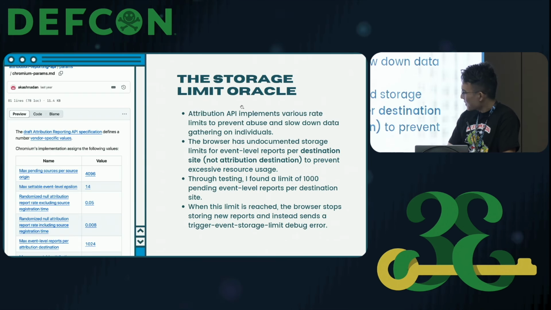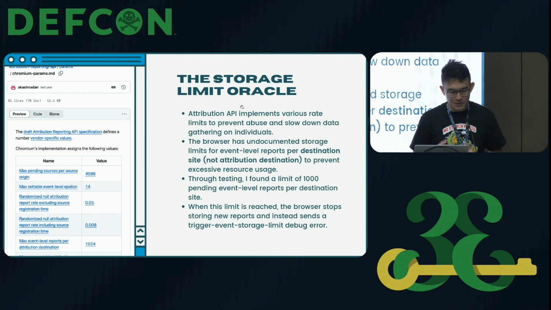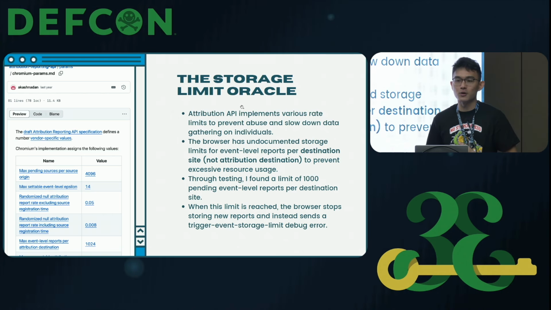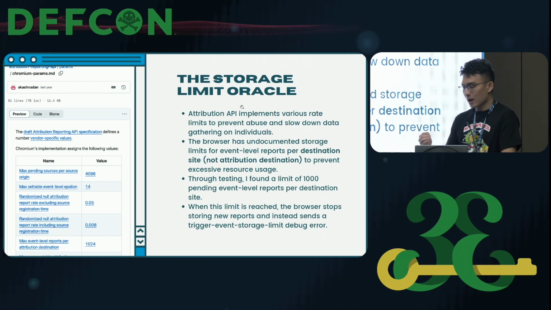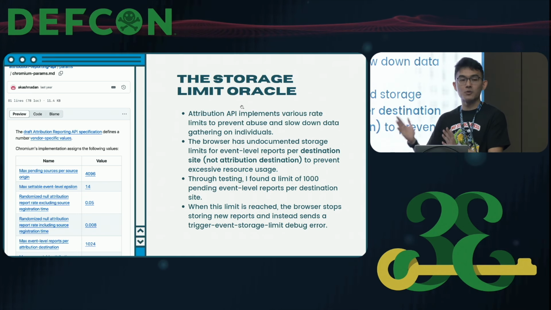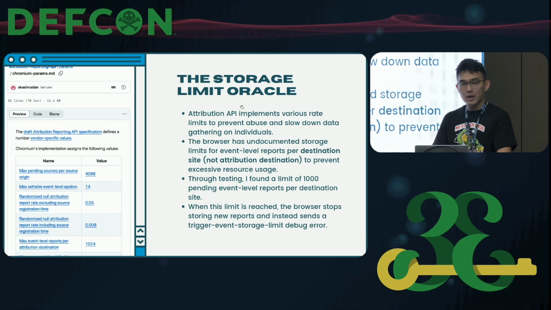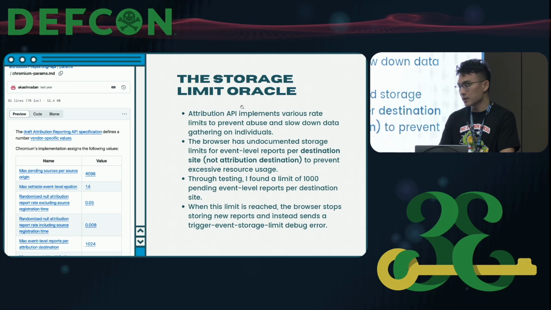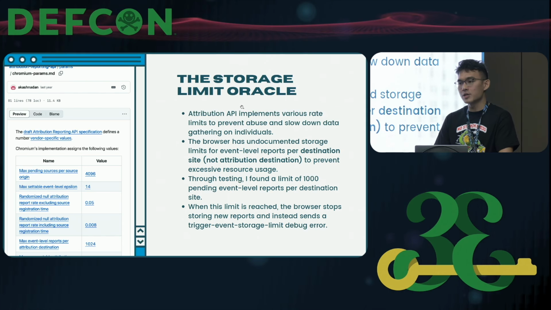So one of the things I looked into was abusing their rate limits to get an oracle out of it. Privacy Sandbox API has a lot of rate limits built into it for good reason, because they don't want you to collect too much information about individuals, as I mentioned at the start of this presentation. But I found an undocumented rate limit where you could only send reports for specific destinations up to 1,000.